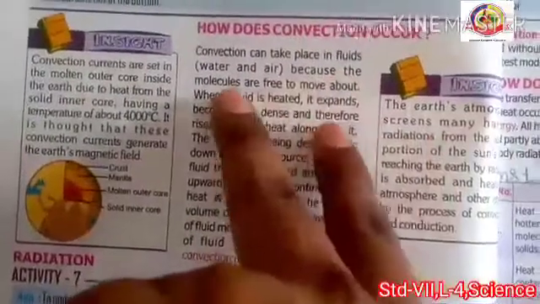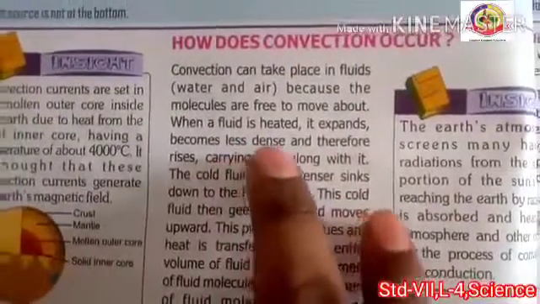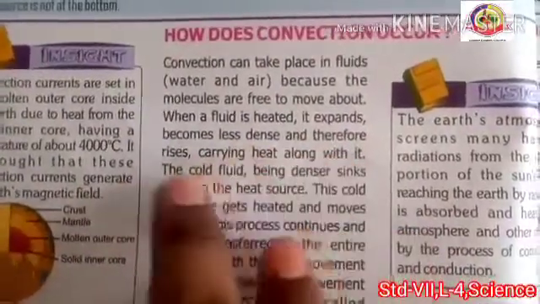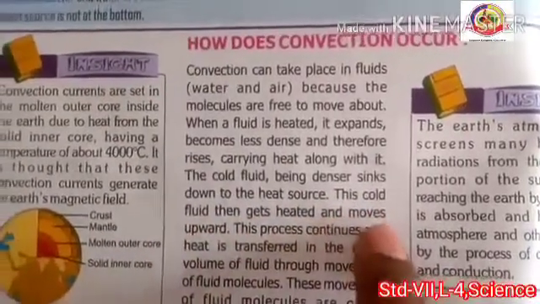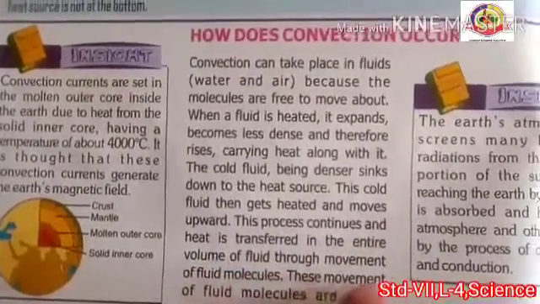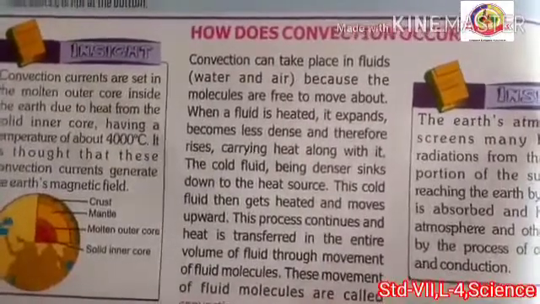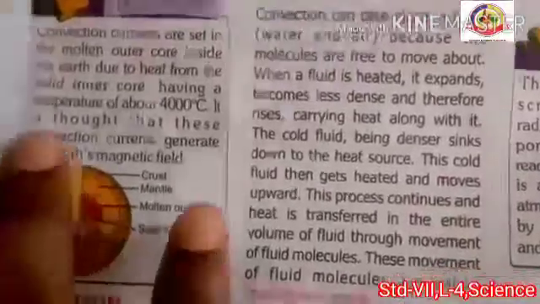Next one, how does convection occur? How can convection take place in a fluid, water or air? Because the molecules are free to move about. When the fluid is heated, it expands, becomes less dense, and therefore rises, carrying heat along with it. The cold fluid, being denser, sinks down to the heat source. This cold fluid then gets heated and moves upward. This process continues, and heat is transferred in the entire volume of fluid through movement of fluid molecules. This movement of the fluid molecules is called convection current, as we have seen in the round bottom flask, right?